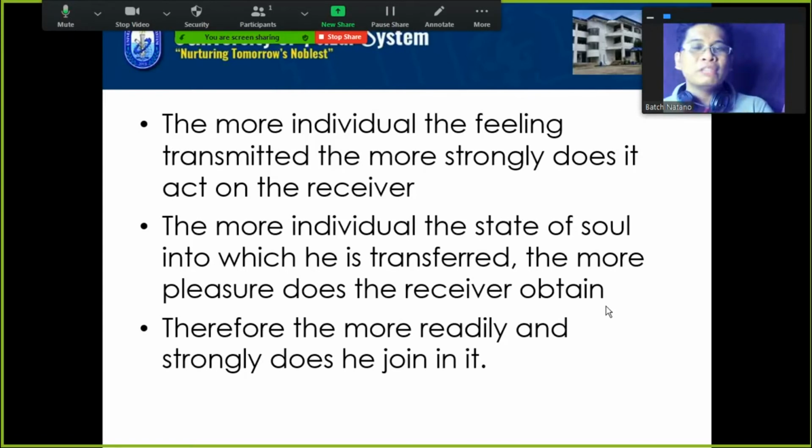Okay, the more individual the feeling transmitted, the more strongly does it act on the receiver. Again, it's regardless if you dislike it. Kasi, again, pag hindi mo nagustuhan, ibig sabihin, naapektuhan ka, although in a negative note. Kaya hindi mo nagustuhan yung isang artwork eh. The more individual the state of soul into which he is transferred, the more pleasure does the receiver obtain, and therefore, the more readily and strongly does he join in it.